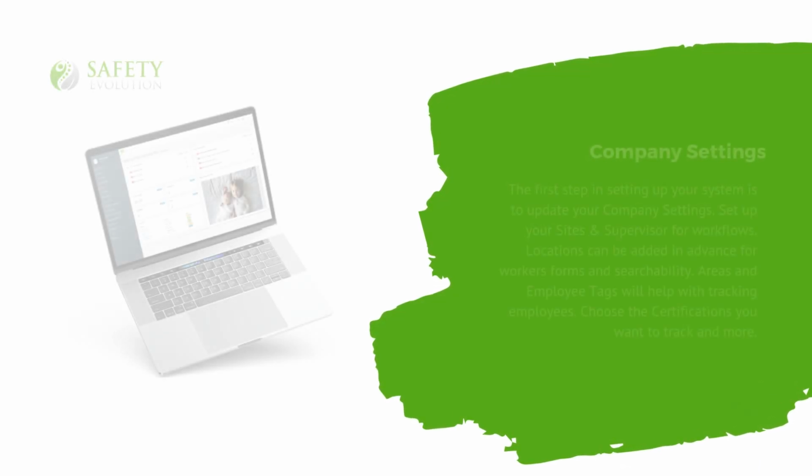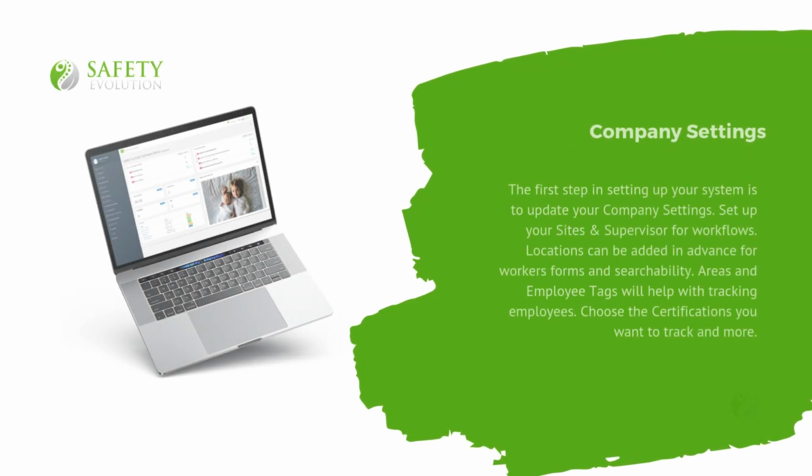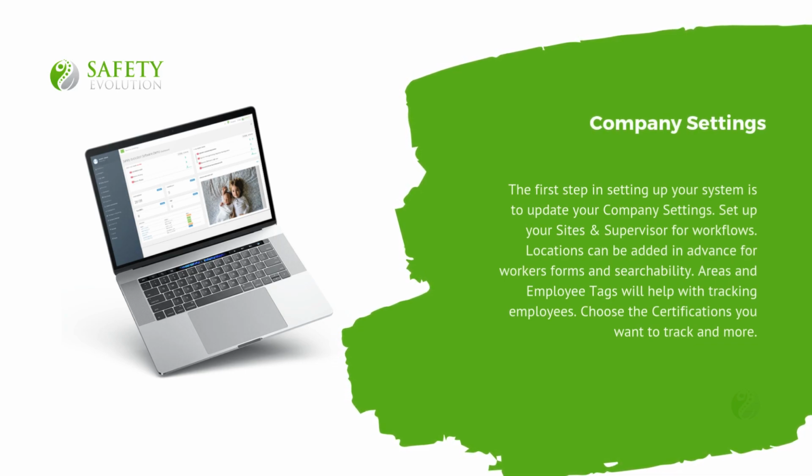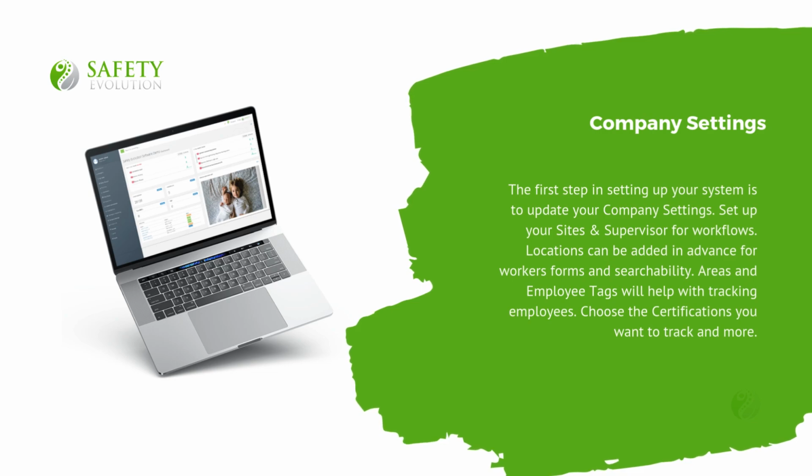The first step in setting up your system is to update your company settings. Set up your sites and supervisor for workflows. Locations can be added in advance for workers' forms and searchability. Areas and employee tags will help with tracking employees. Choose the certifications you want to track and more.